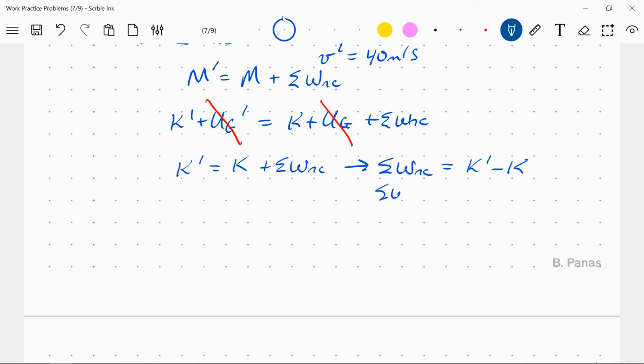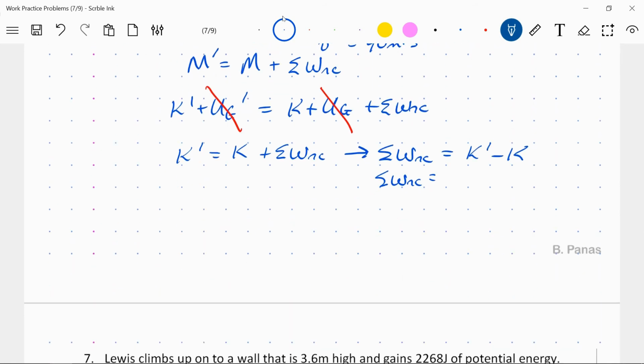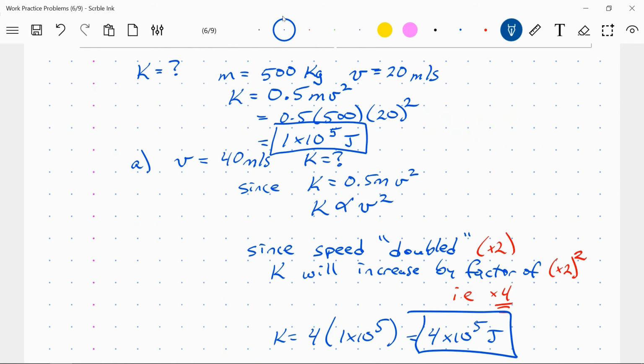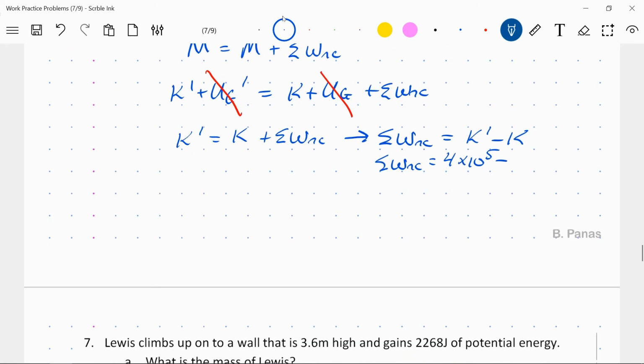And I already know K prime and K. The net work done by non-conservative forces is K prime, that's what we just calculated in part A, so 4 times 10 to the 5, subtract the kinetic energy it started with, which is what we calculated before part A, the 1 times 10 to the 5. So there we go, the net work done in order to double its speed this way is 3 times 10 to the 5 joules.